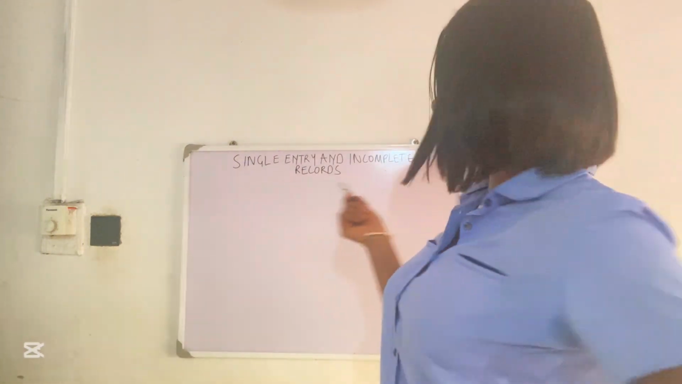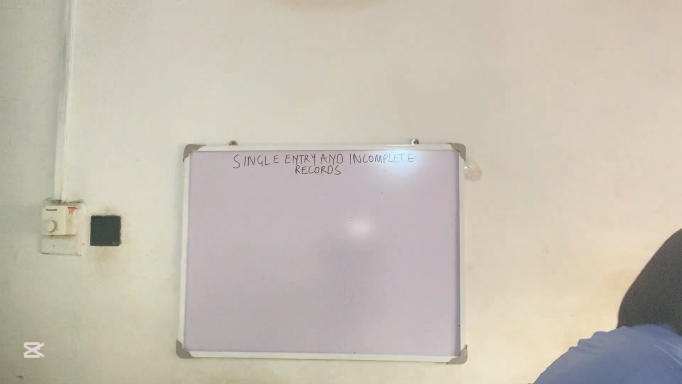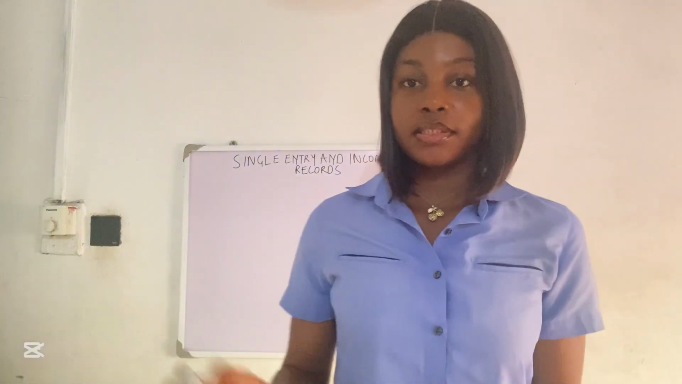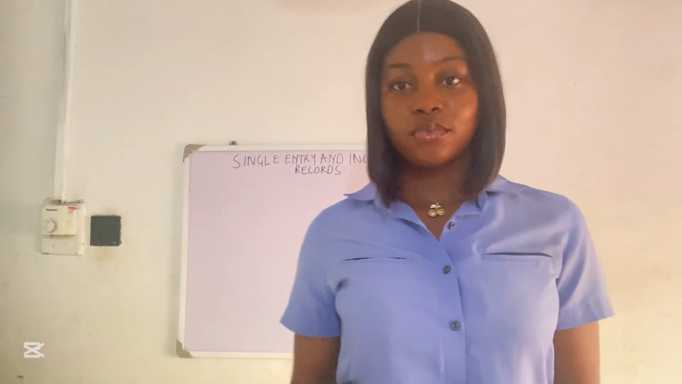So today we're going to be talking on single entry and incomplete records. Let's start with the definition of single entry and incomplete records. Does this entry sound familiar to us? Double entry principle, yeah. But this topic is actually the opposite of it. We all know the double entry system: debit the receiver, credit the giver. Every debit entry must have a corresponding credit entry.